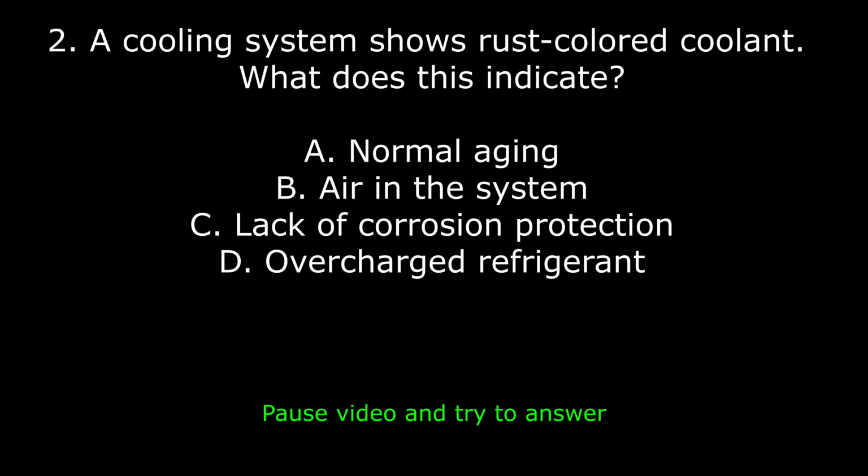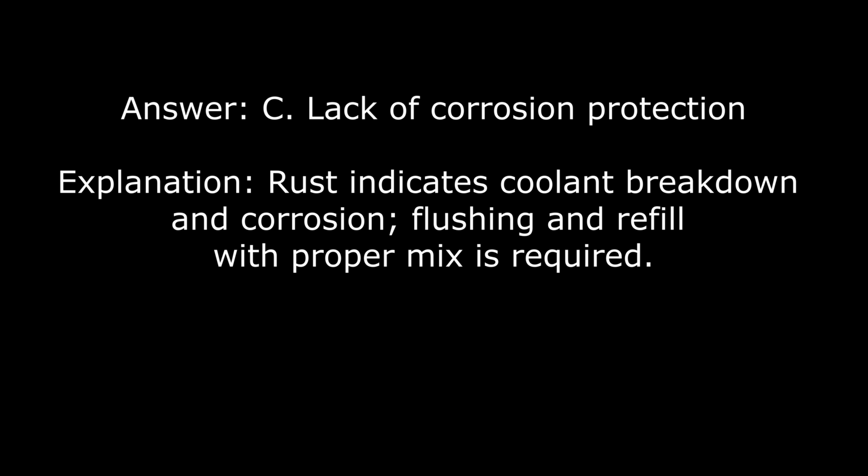2. A cooling system shows rust-colored coolant. What does this indicate? A. Normal aging. B. Air in the system. C. Lack of corrosion protection. D. Overcharged refrigerant. Answer: C. Lack of corrosion protection. Explanation: rust indicates coolant breakdown and corrosion. Flushing and refill with proper mix is required.